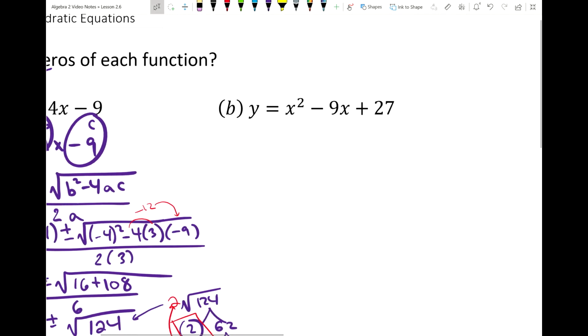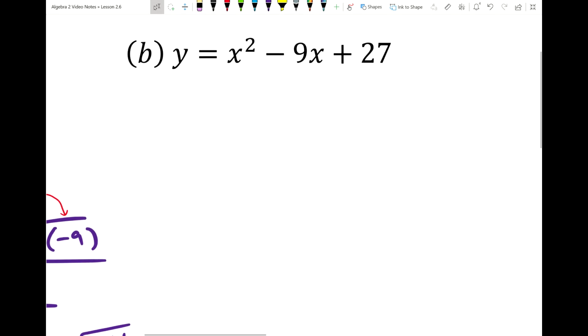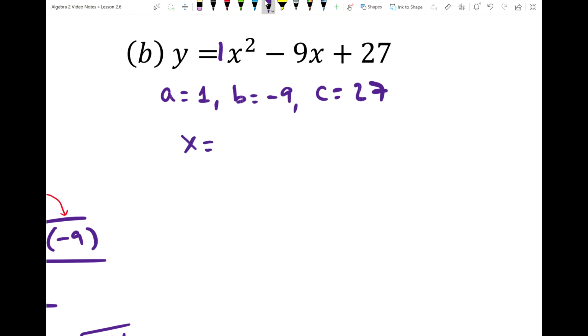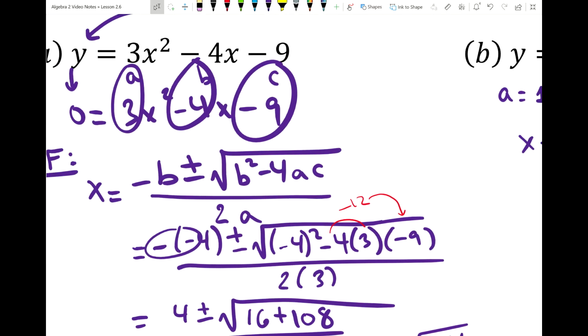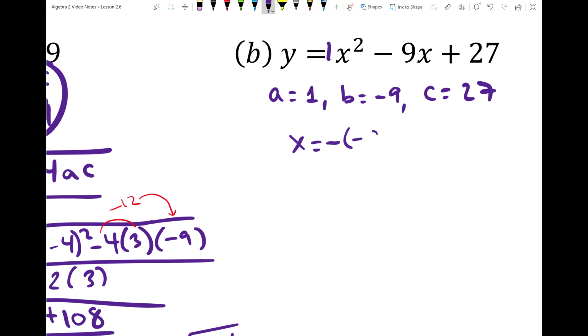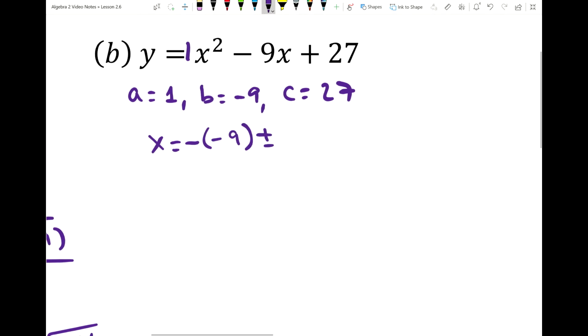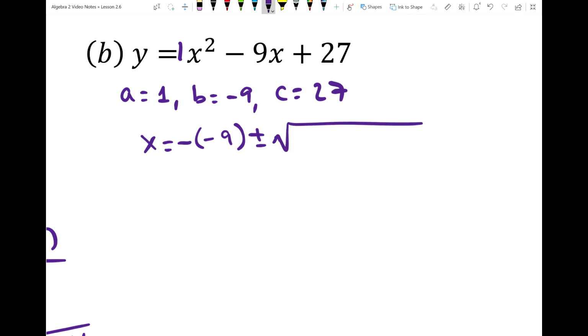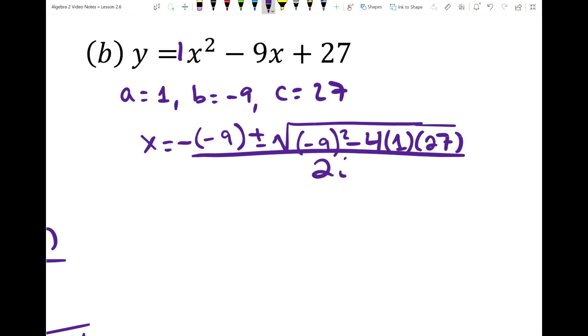Okay, so now let's look at part B. Now we got a is 1, so a is an invisible 1, b is negative 9, and c is 27. So let's plug it in. So we got x equals negative b, and I'm just using this formula again, I'm not going to write it again. So we got negative b, and b is negative 9, plus or minus the square root of b squared, which is negative 9, and we're going to square it, minus 4ac, a is 1, and c is 27, all over 2a, and a is 1.